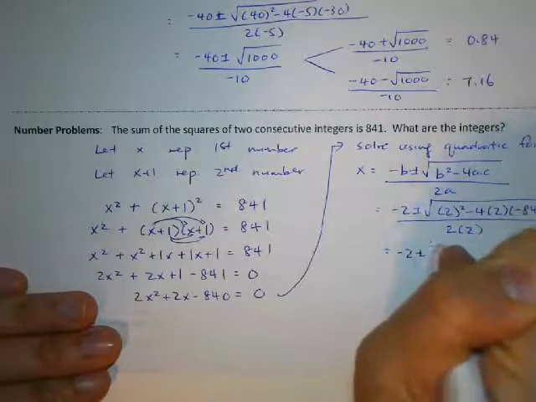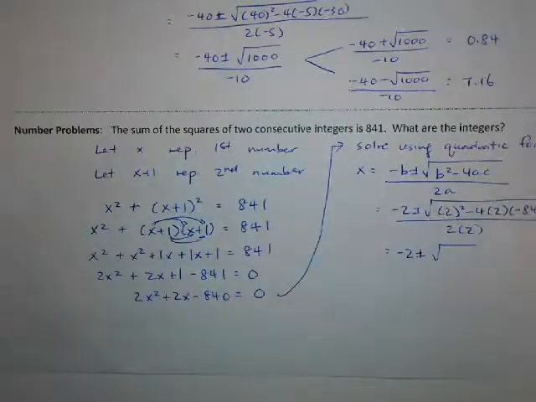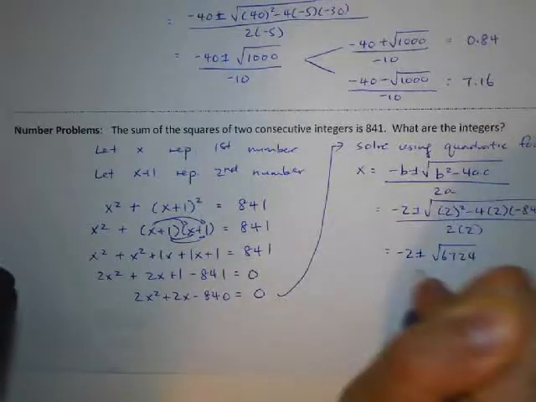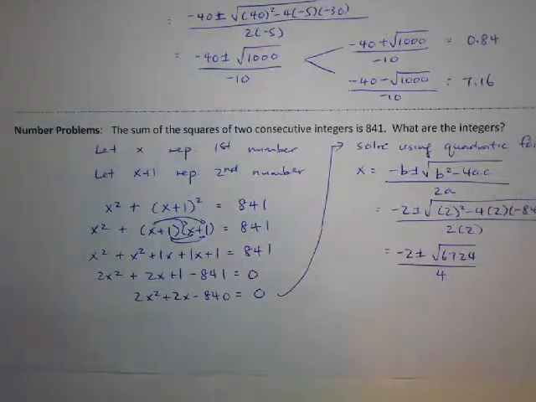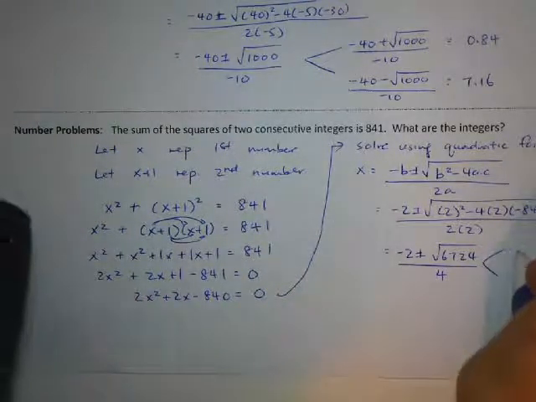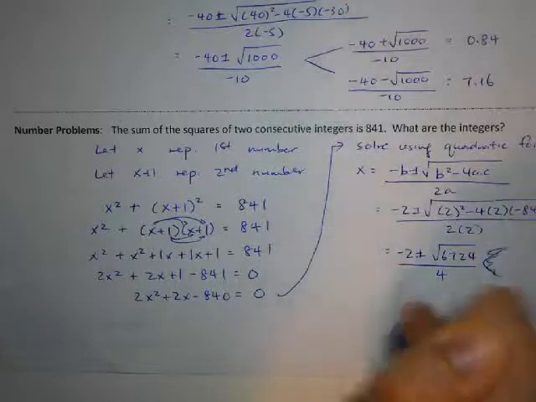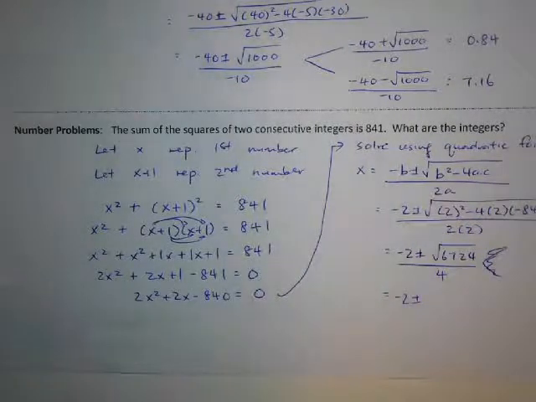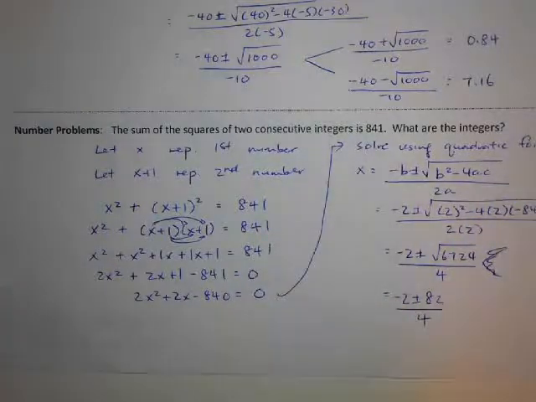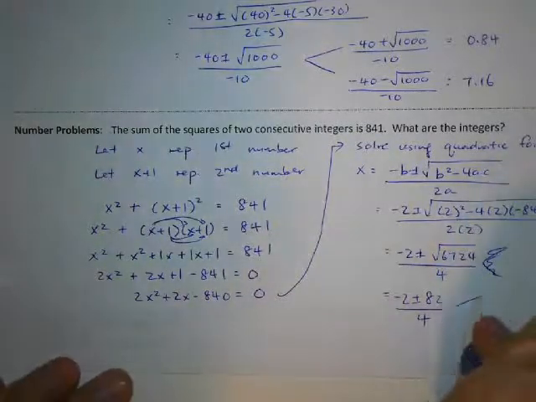Plug in everything, and then figure out the square root. 6,724. Before we do that, let me take a look. Square root of 6,724 is 82. Okay, we get two possible numbers.